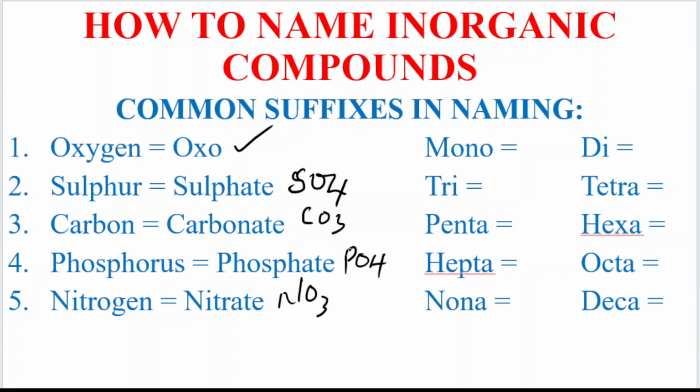Another thing you need to be familiar with is, when you hear mono, they are talking about one. When you hear di, they are talking about two. Tri, three. Tetra, four. Penta, five. Hexa, six. Hepta, seven. Octa, eight. Nona, nine. Deca, 10. So you need to be very well familiar with these names. Alright, let's take some examples.